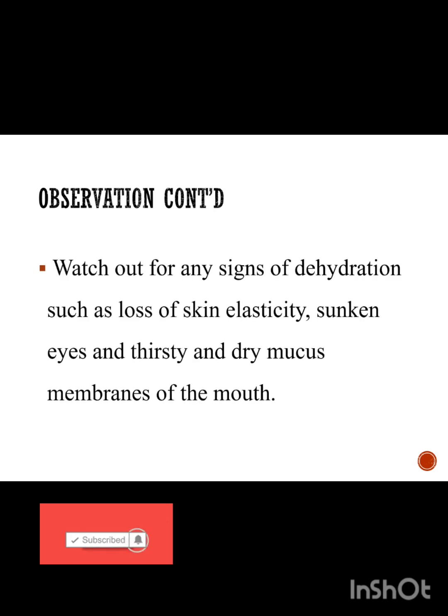Then you also watch for signs of dehydration, such as skin turgor or elasticity of the skin, any sunken eyes, and dry mucous membranes.